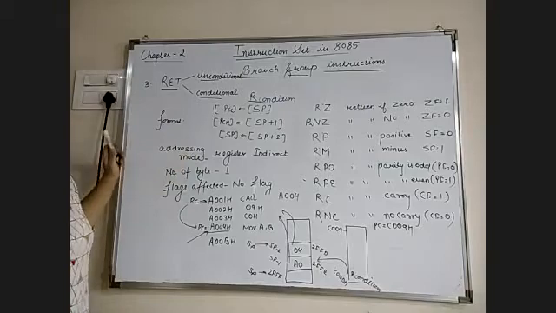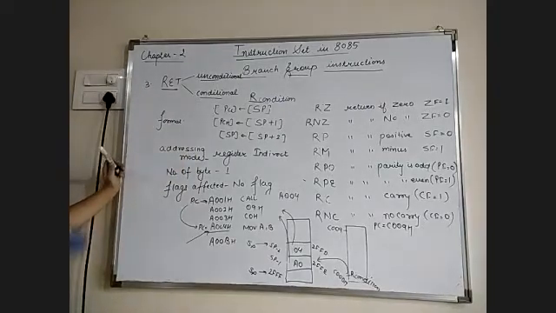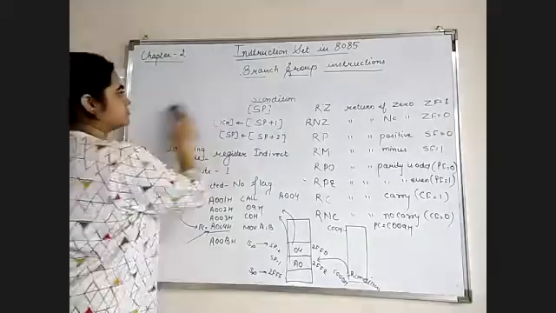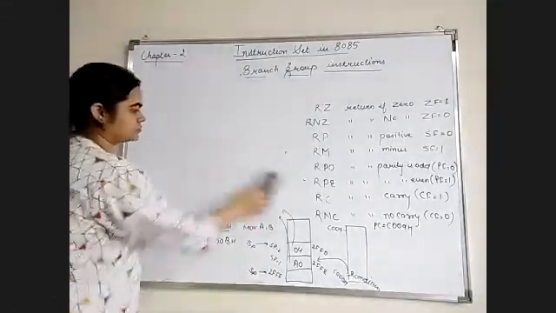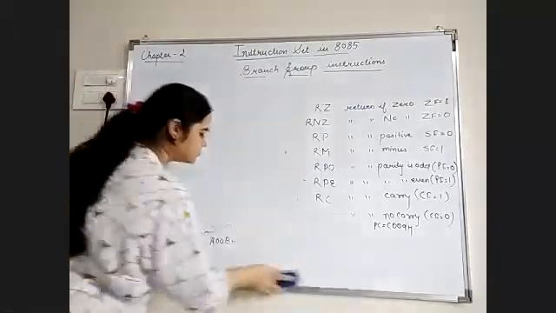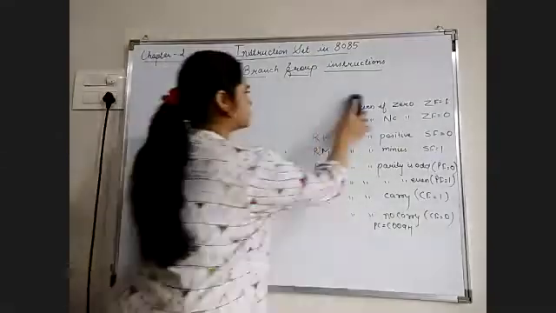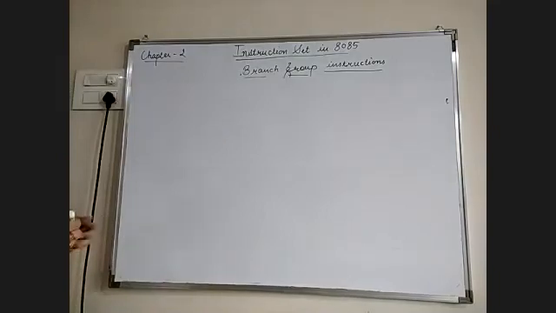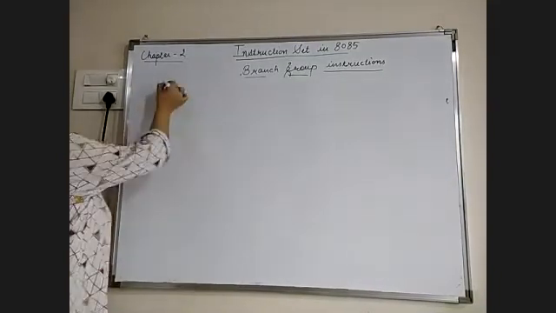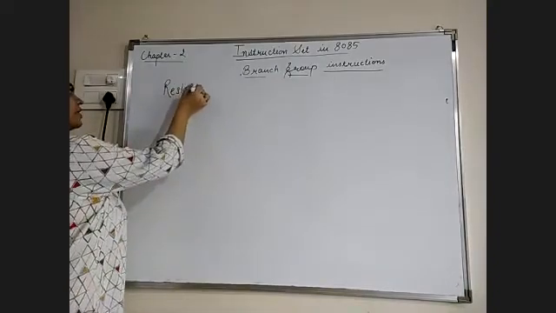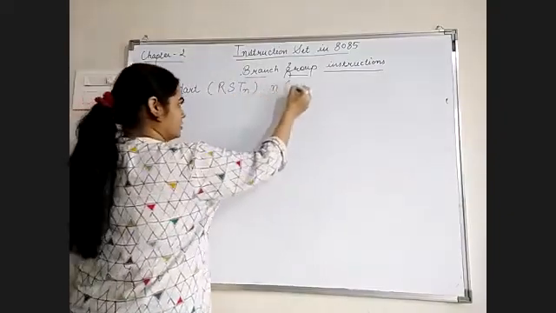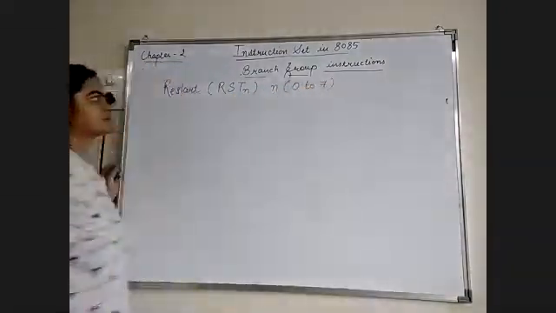Okay, so this is about the return statement. Next, the type of instruction we have is the restart instruction. The restart instructions are denoted by RSTN, and N has a range from 0 to 7.